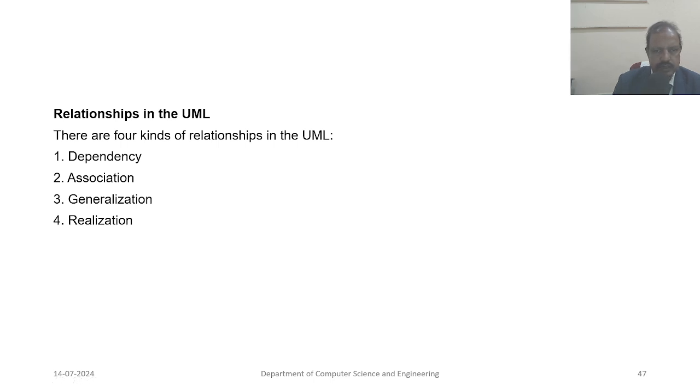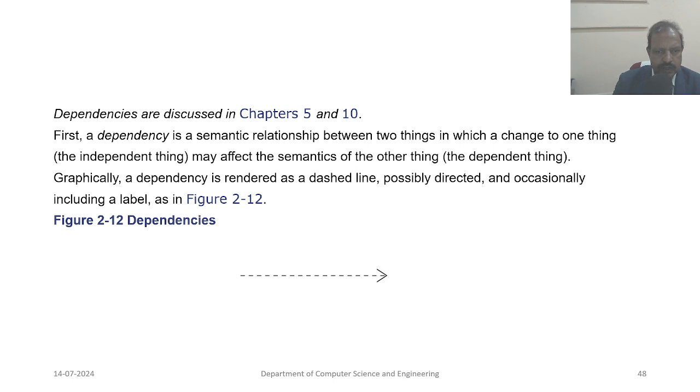Then coming to the relationships in UML, we have various types of relationship in the UML diagram: the association, the dependency, the generalization, the realization. If you see the dependency here, it is a semantic relationship between two things. Semantic means it has some meaning. It is a relationship in which a change to one thing may affect the semantics of the other thing. If you make a change to the thing on the left-hand side, it will automatically change the meaning on the right-hand side. These are the dependencies.